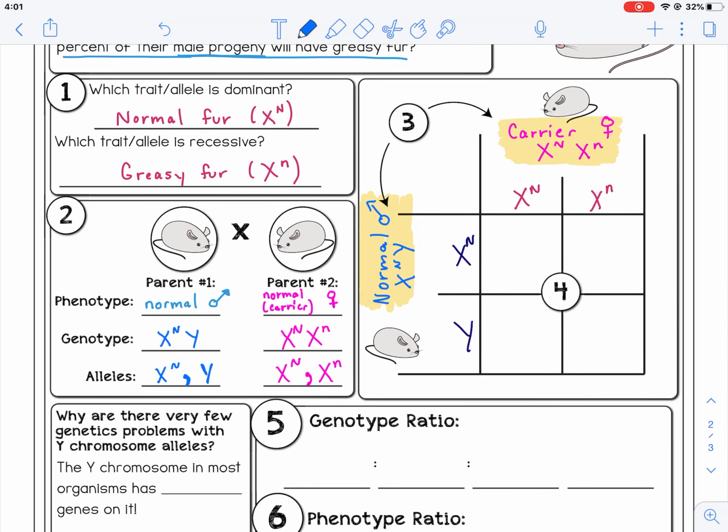Okay, back to where we were. Okay, I'm going to make that a little bit smaller just because we're going to do our sex determination in a minute. So we want to have room there.